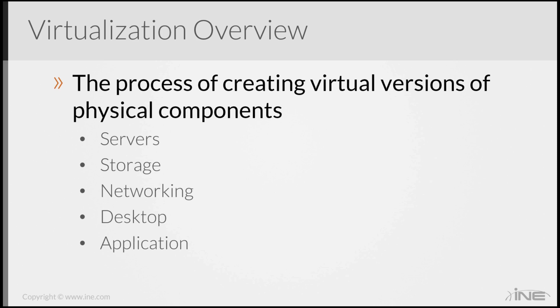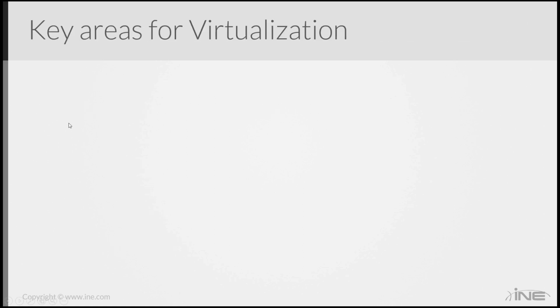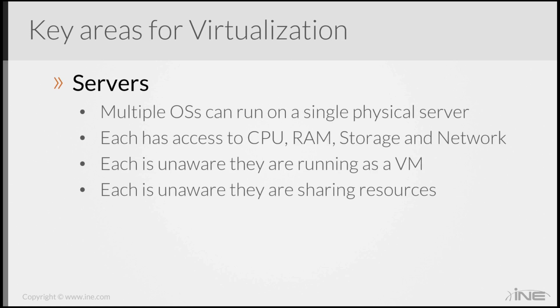What I mean by this is, when you're breaking down several servers into one, you're consolidating multiple operating systems that can run on a single physical server. Each one of these has access to CPU, RAM, storage, and network. And the nice thing about it is each VM is unaware that it is running as a VM. As I demonstrated in the previous video, you couldn't tell that the computer I was remote desktoping into was a VM until I physically pointed it out. And each VM is unaware they are sharing resources.